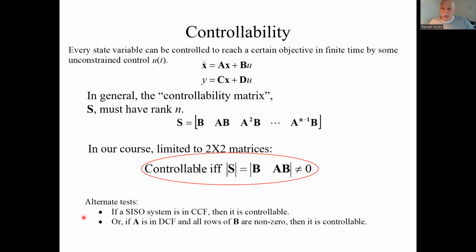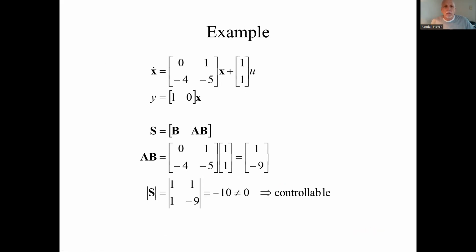There are alternate tests if it's in canonical format. If you can put it in control canonical form, it is controllable. And if it's in diagonal canonical form and all rows of B are not 0, then it is controllable. We'll do examples of these later.